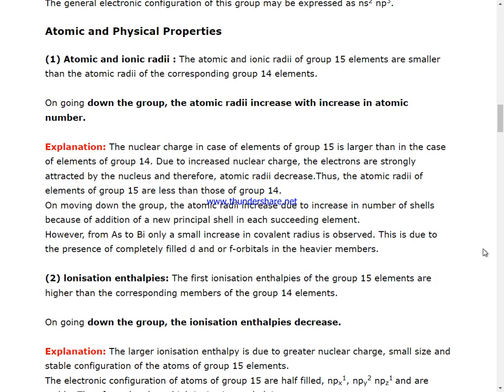On moving down the group, the atomic radii increase due to increase in number of shells because of addition of a new principal shell in each succeeding element. However, from arsenic to bismuth, only a small increase in covalent radius is observed. This is due to the presence of completely filled d and or f orbitals in the heavier members.